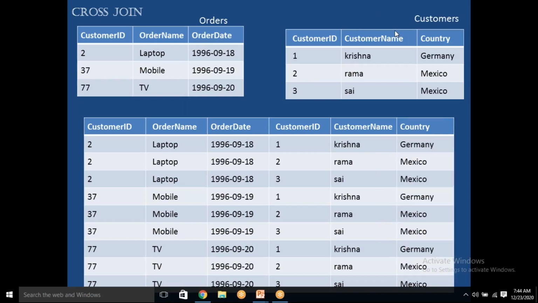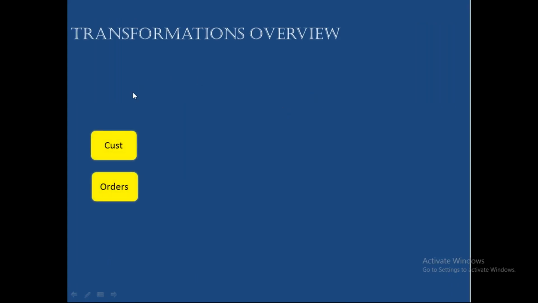Okay, clear? This is how you are going to perform all the joins. Okay, transformations overview. First I'm going to read the customers data and orders data. These are the 2 tables. In the customers table and the orders table, customer ID is common, but I want to understand whether this customer ID is from the source table or destination table. That's why I will rename the columns by using a select transformation, for both the customer table and the orders table.